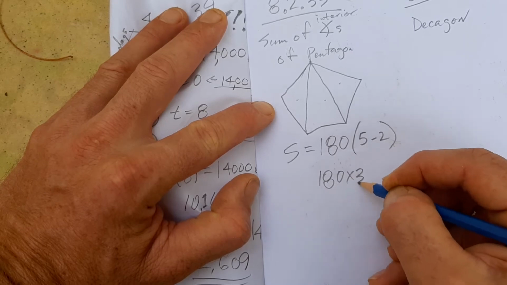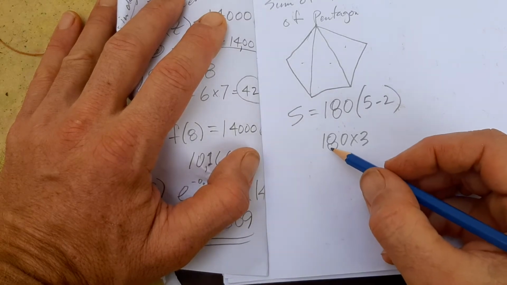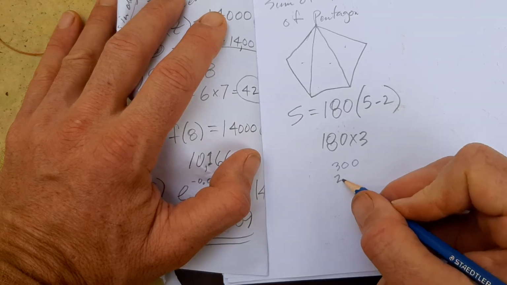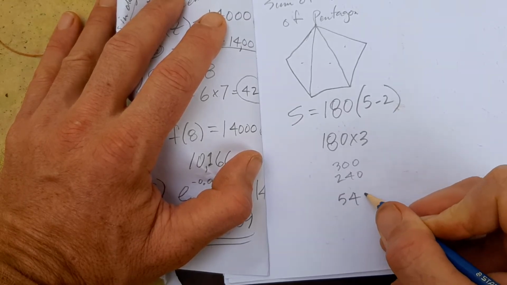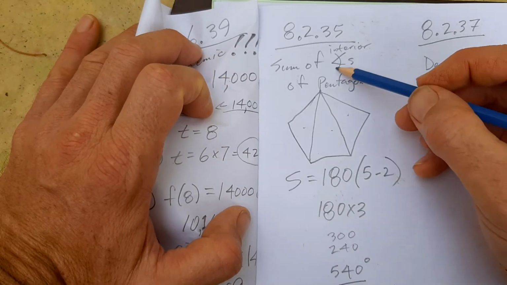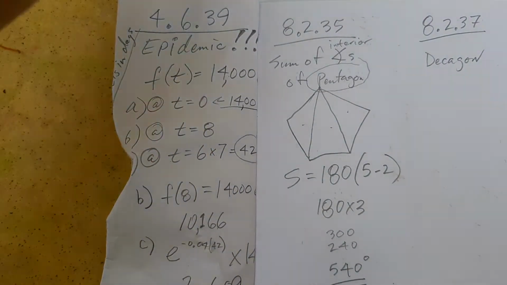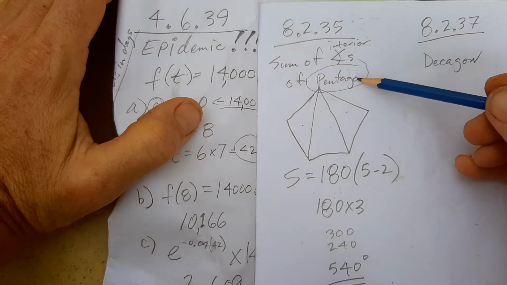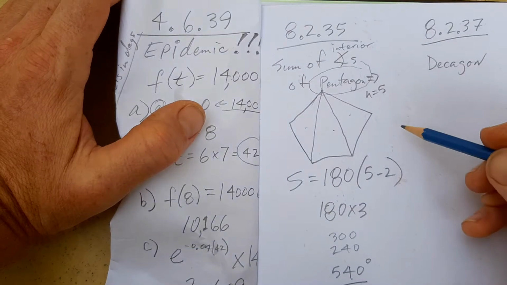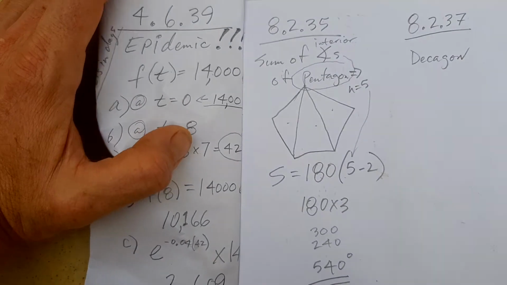180 times 3, what is that? Let's see, 300 plus 240, 540 degrees, okay? So, you gotta know the name here. Watch the first video. At the end, I give you the number of sides and the name. So from the name, you got to get, hey, that gives me n equals 5, and put your n right there. Okay, 5 minus 2 is 3 times 180.